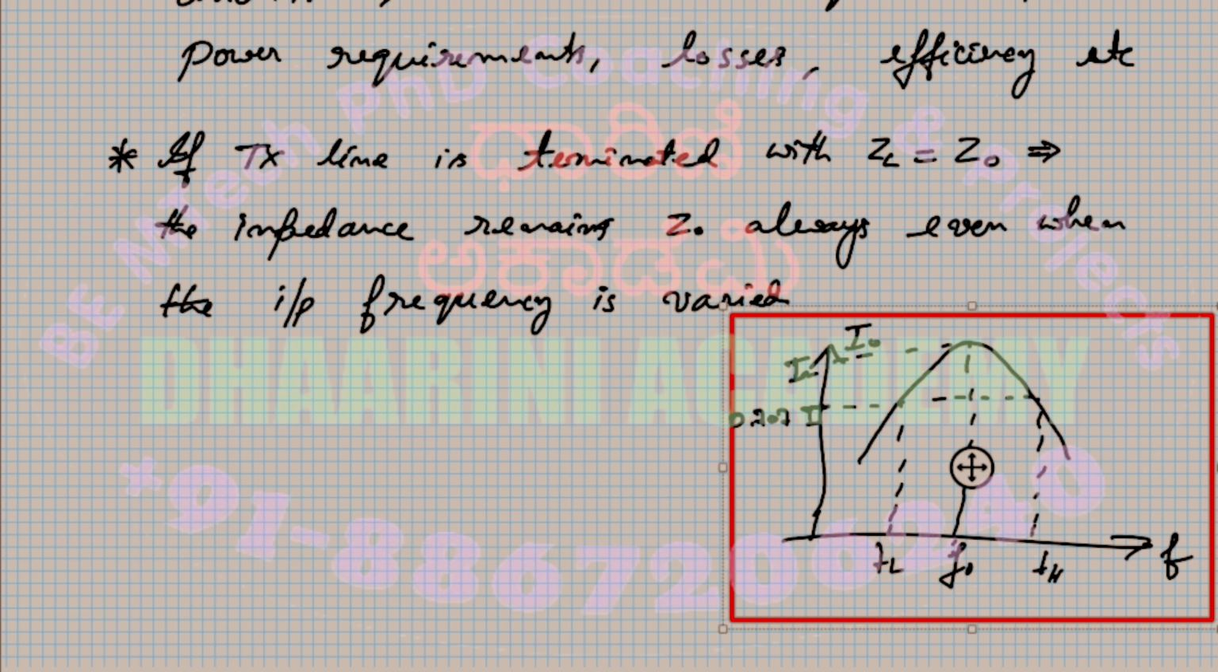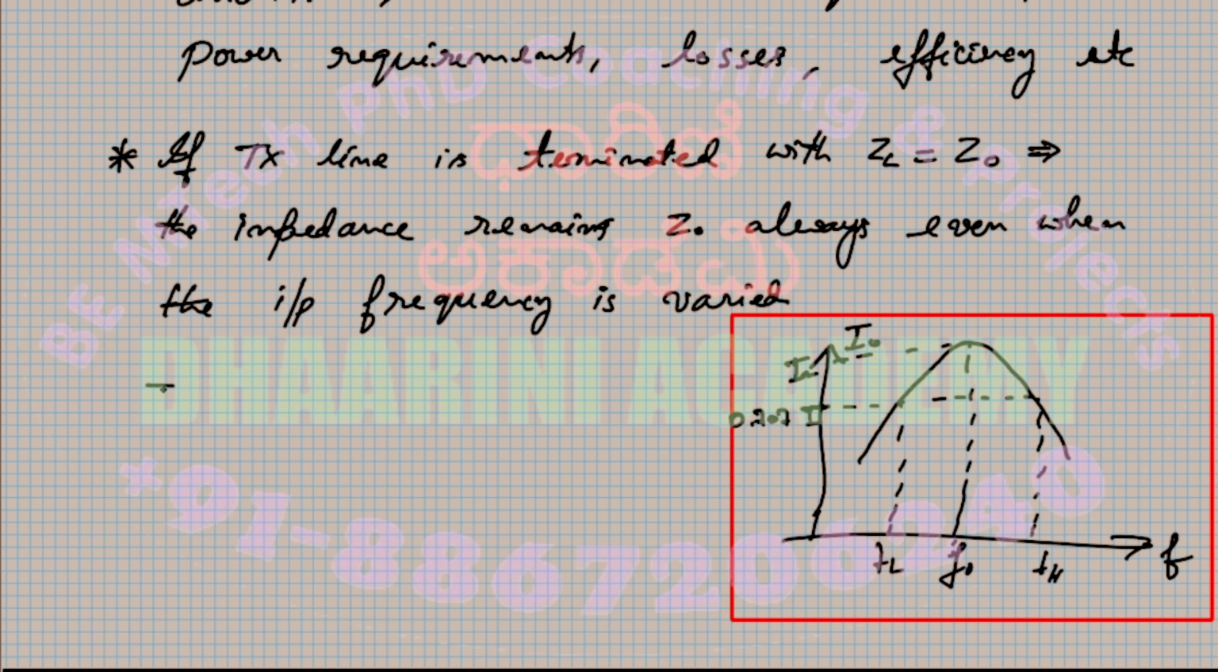In the above line which I mentioned here, you can see that, if the transmission line is terminated with so and so condition, impedance remains constant. Impedance remains constant means it is non-resonant. The circuit becomes non-resonant. What is the use? I'll tell you. This is actually a very practical situation. I'll just write the word here. The word to be used is non-resonant.